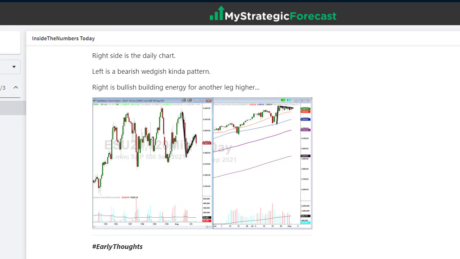This is the continuous contract chart on the left-hand side. That means it contains all the data around the clock. That was making a bearish, wedgish kind of pattern. This is early in the morning. And the daily chart is consolidating. It's eating time off the clock near the highs, building energy for another push higher. So what's going to happen?